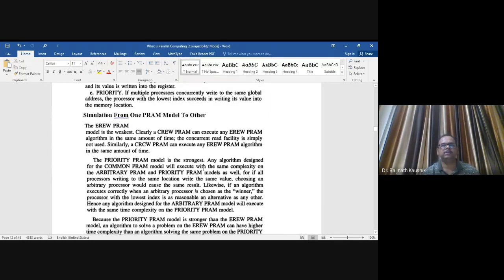Then we move on to simulation from one PRAM model to another PRAM model.